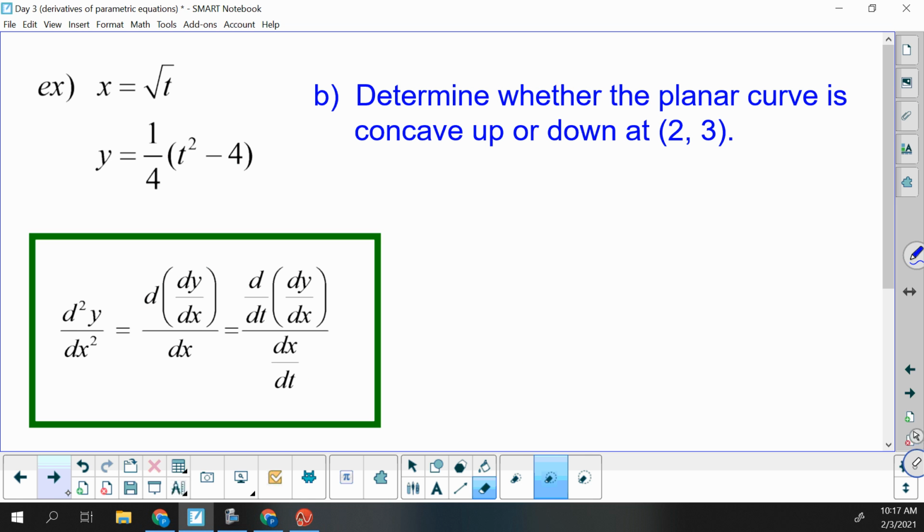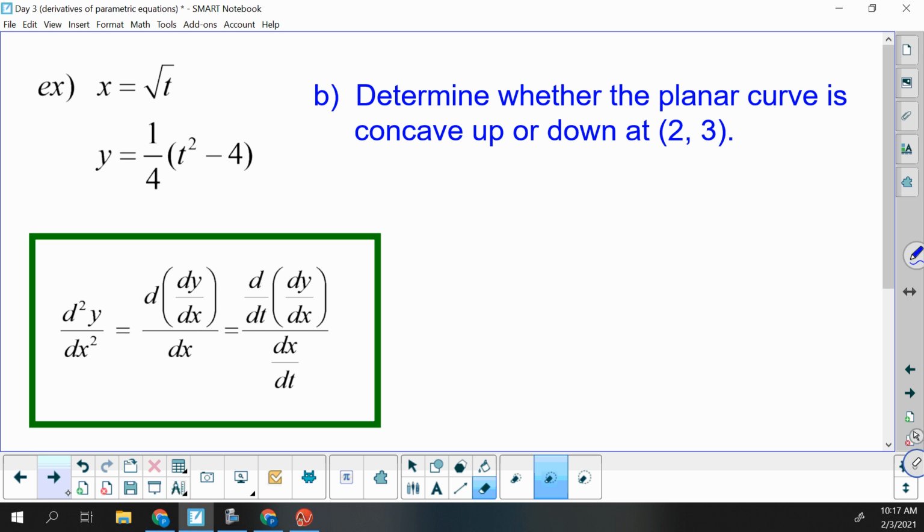Working with these same curves and this same point, we're going to see if we can determine if we are concave up or concave down at that point. Well, concavity comes from the second derivative. So really this is saying we need to know: is the second derivative positive or negative? Now this is where you need to be a little careful, because the second derivative is not what you would probably guess it would be.